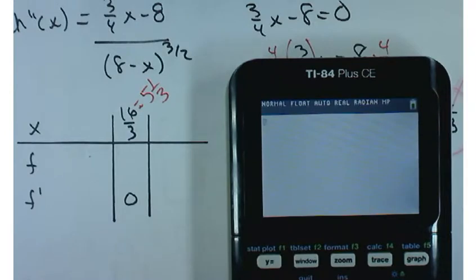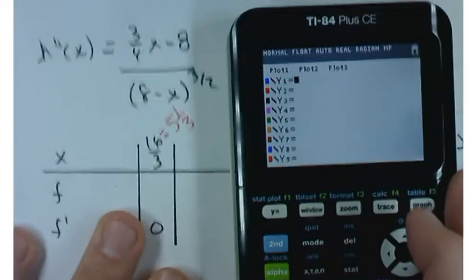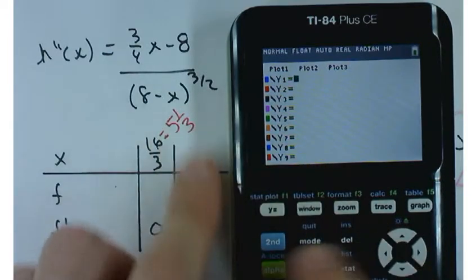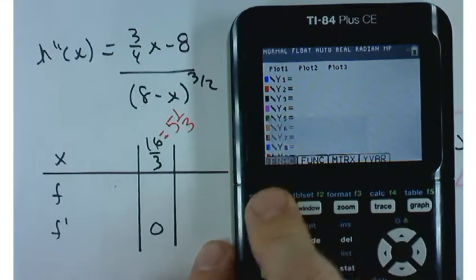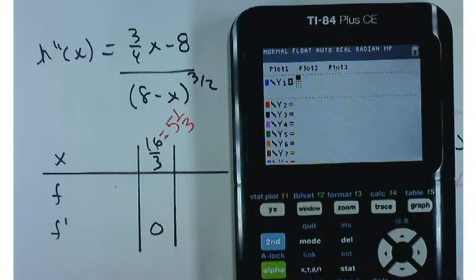So as far as test points, you could use, say, 5 to get something to the left and 6 to get something to the right. We'll start by putting that function in. Now for myself, I think it's going to be handy to use the second key and then the alpha key to give myself a fraction. So it's 3/4 x minus 8.